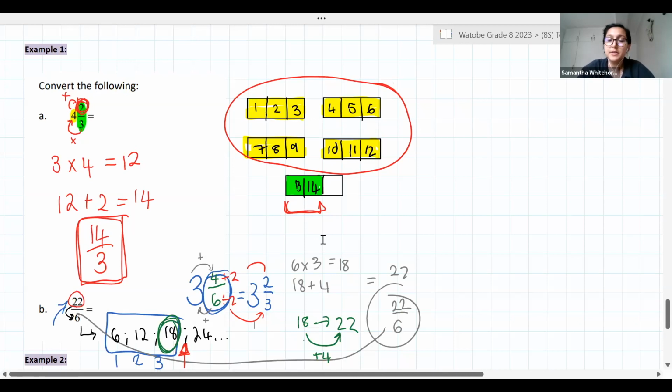Right, so improper to mixed numbers, I find a little bit harder because of the division, but just think about how many times you can get the whole denominator into the numerator and then what is left over, because generally it won't be a perfect division. You will have some remainder that you then need to work with.